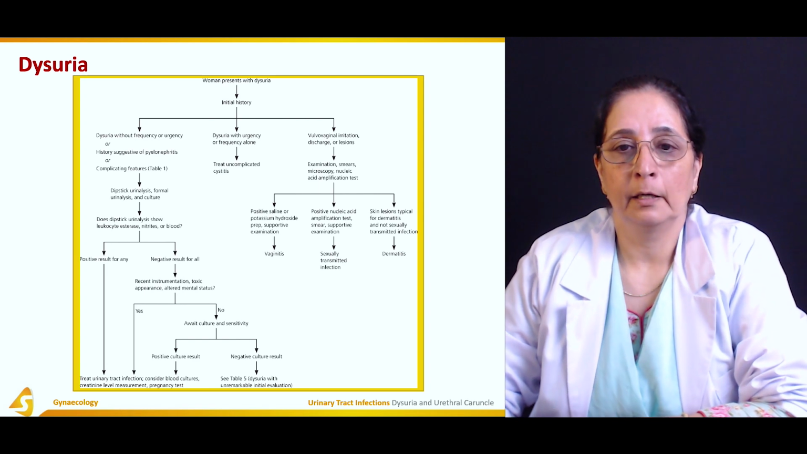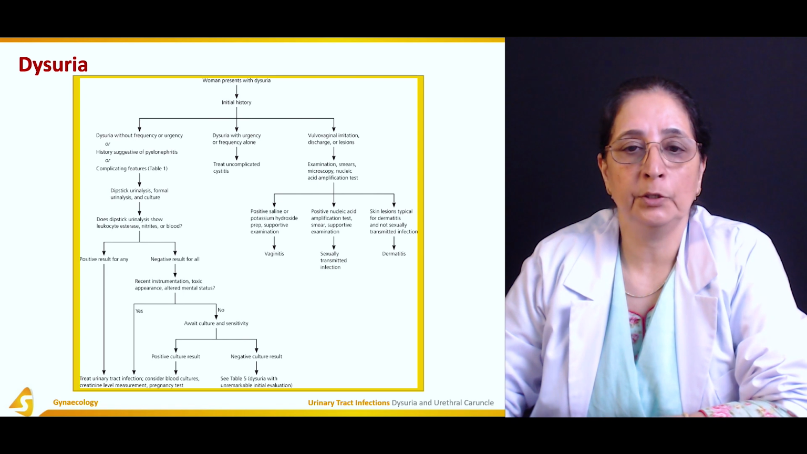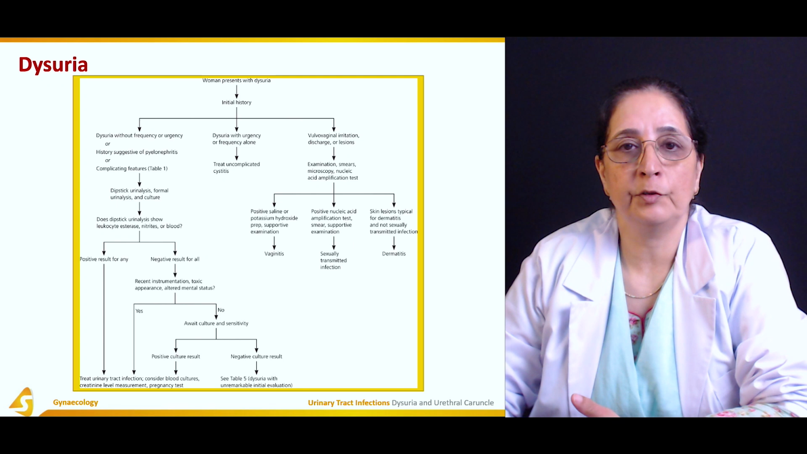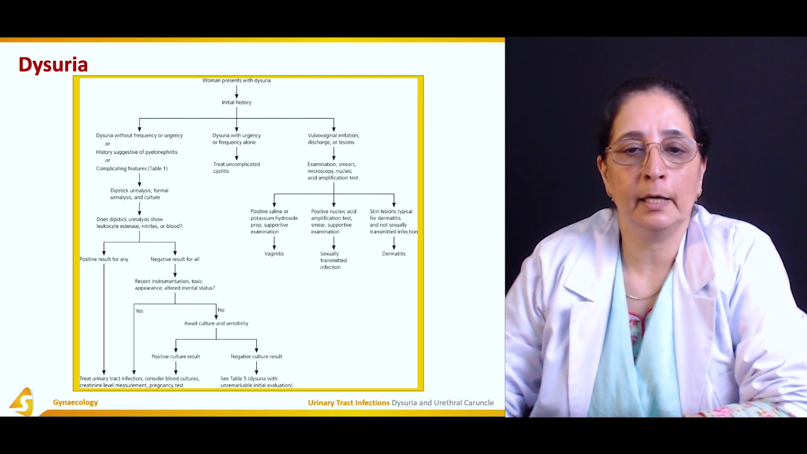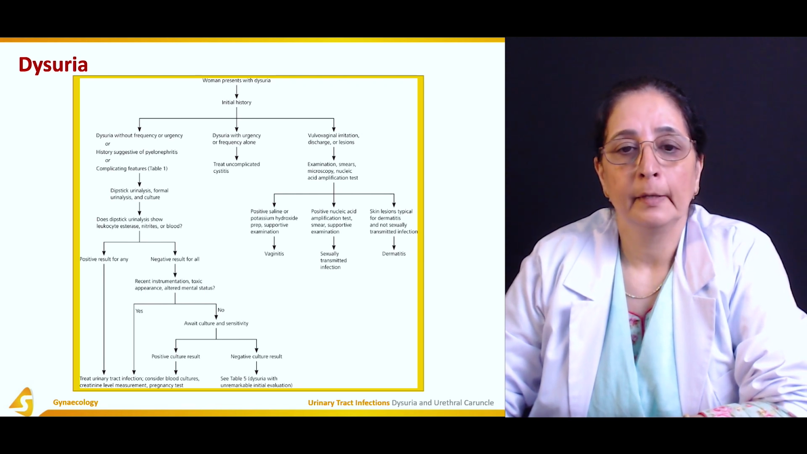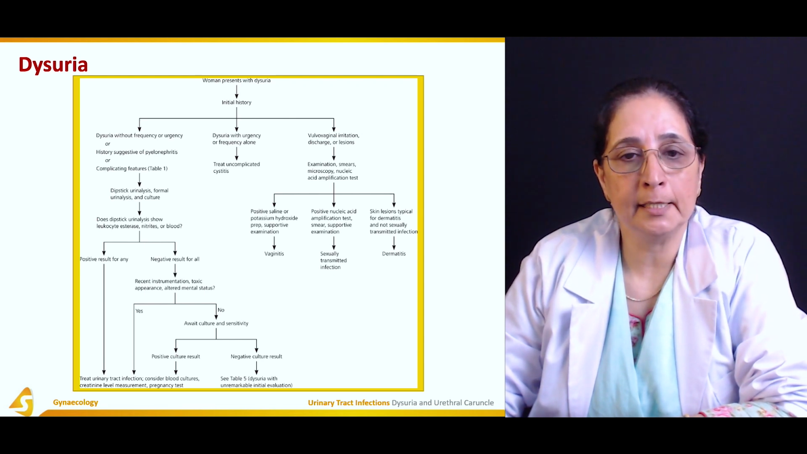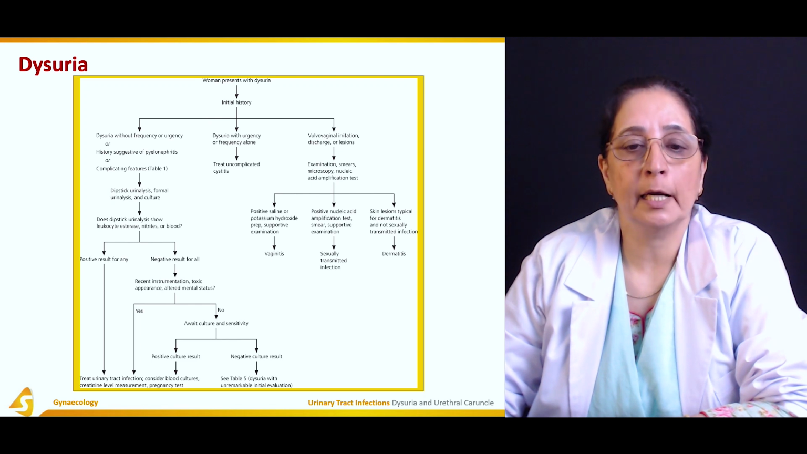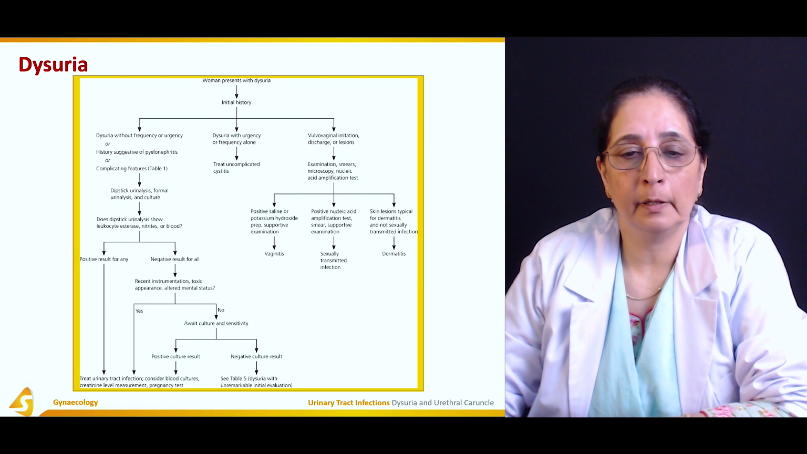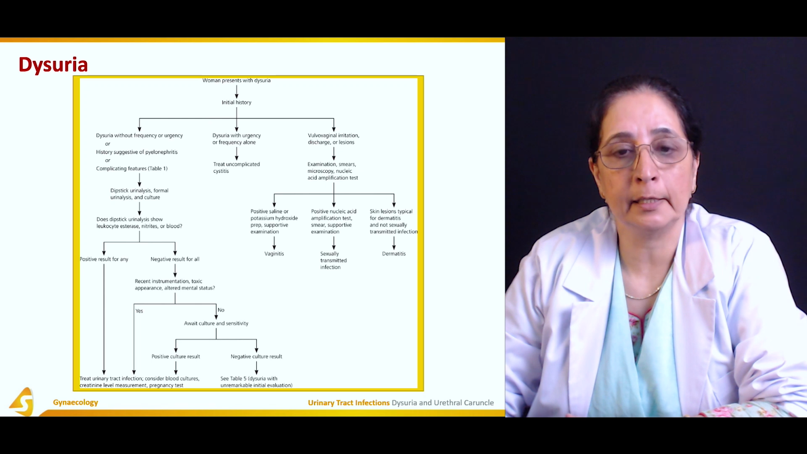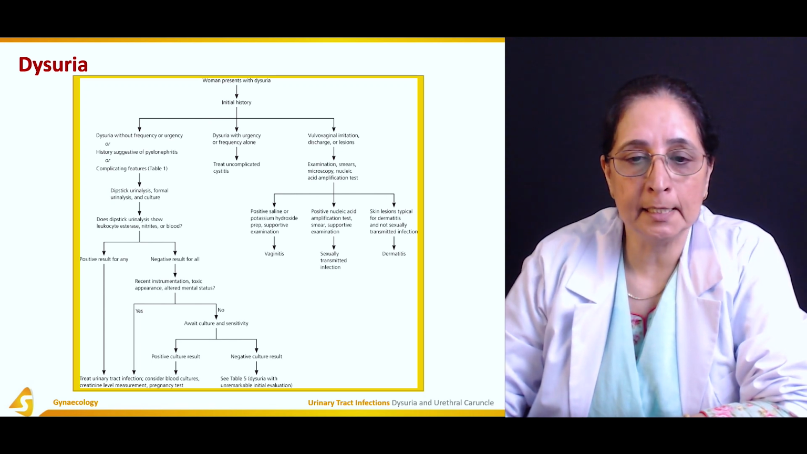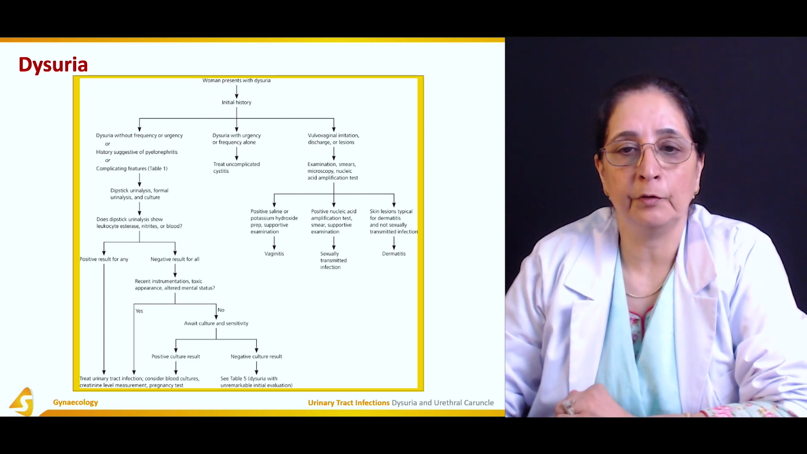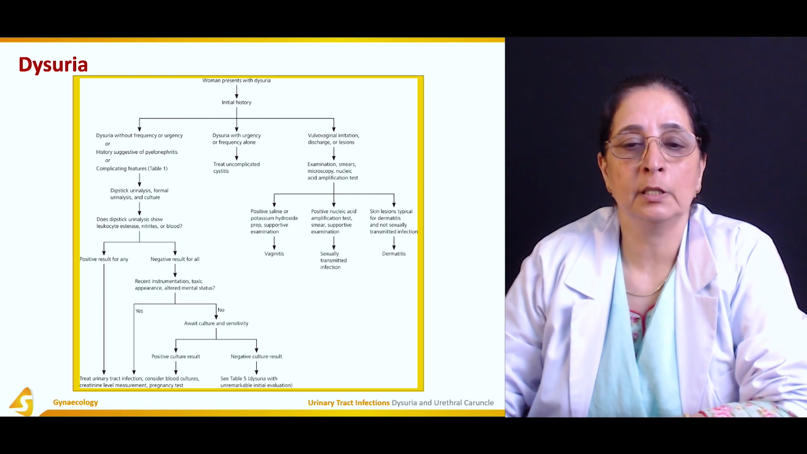Patients who present with dysuria, initial history is important, in which we ask if the dysuria is without frequency or urgency, or if there is a history suggestive of pyelonephritis, or any complicating features. We do dipstick urinalysis, formal urinalysis, and culture. We look for nitrites, blood, leukocyte esterase, any positive result for urinary tract infection, any high level of creatinine, and any blood present in the urine. So all these are important to ask patients with dysuria.